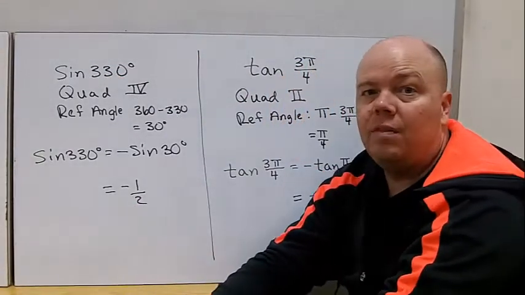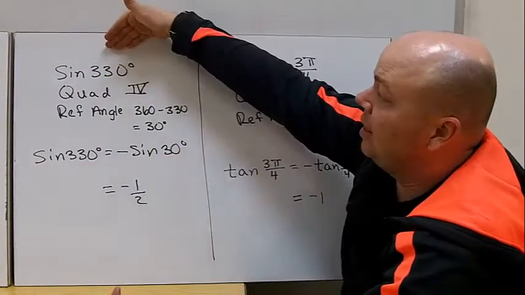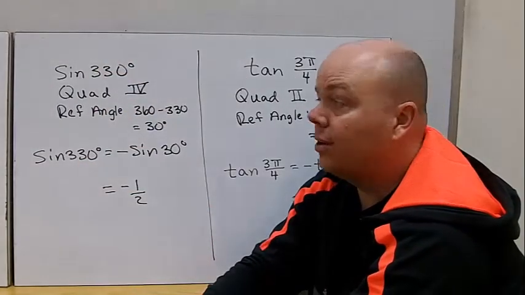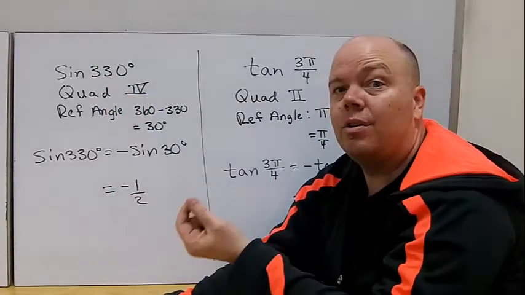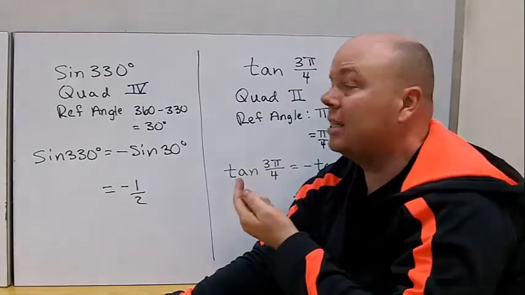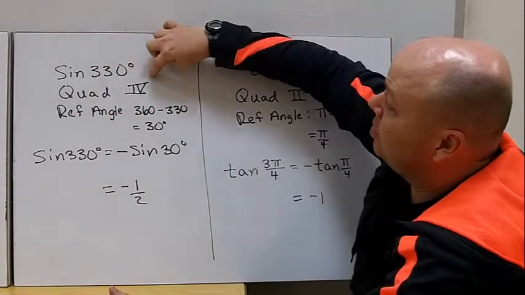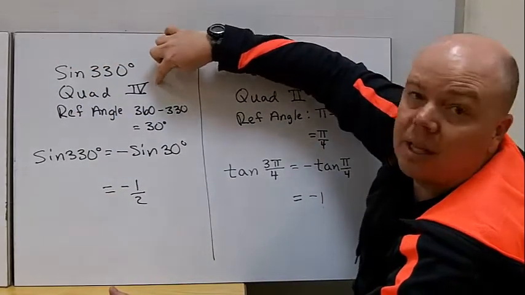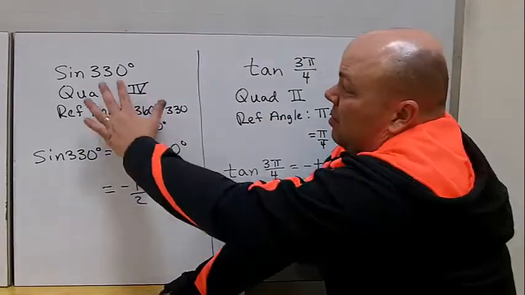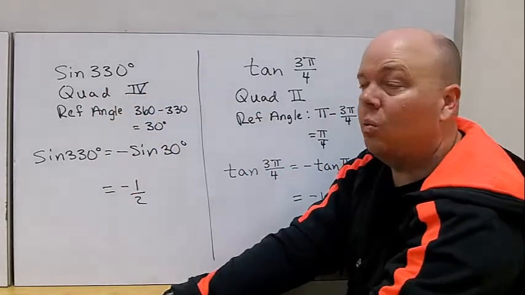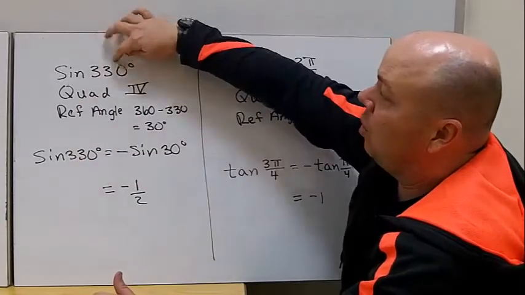So I'd like to do a couple of examples. For example, let's say we try to find the sine of 330 degrees. The first thing we notice is 330 degrees is greater than 270 degrees, less than 360. 270 is down here. It's somewhere over here, so it's in quadrant 4. Sometimes with degrees, it's very easy to find out what quadrant you're in. So it's in quadrant 4.